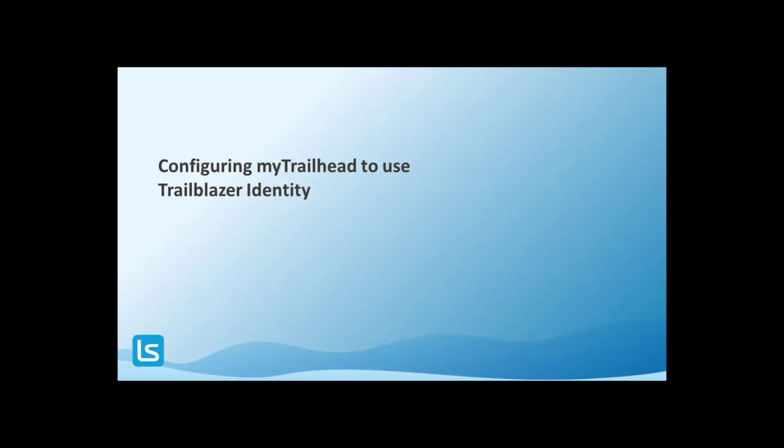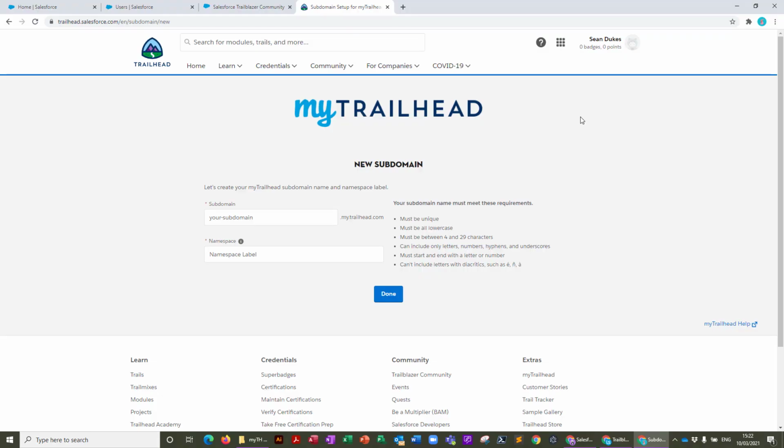Before you go any further, you need to have decided what name to use for your myTrailhead subdomain and what namespace you're going to use. I'm now going to implement myTrailhead using Trailblazer.me as the identity provider. The next part happens inside the Trailblazer community. I now go to trailhead.salesforce.com/en/subdomain. I'm already logged in, but if I wasn't, I'd need to log in now using my Salesforce username and password.